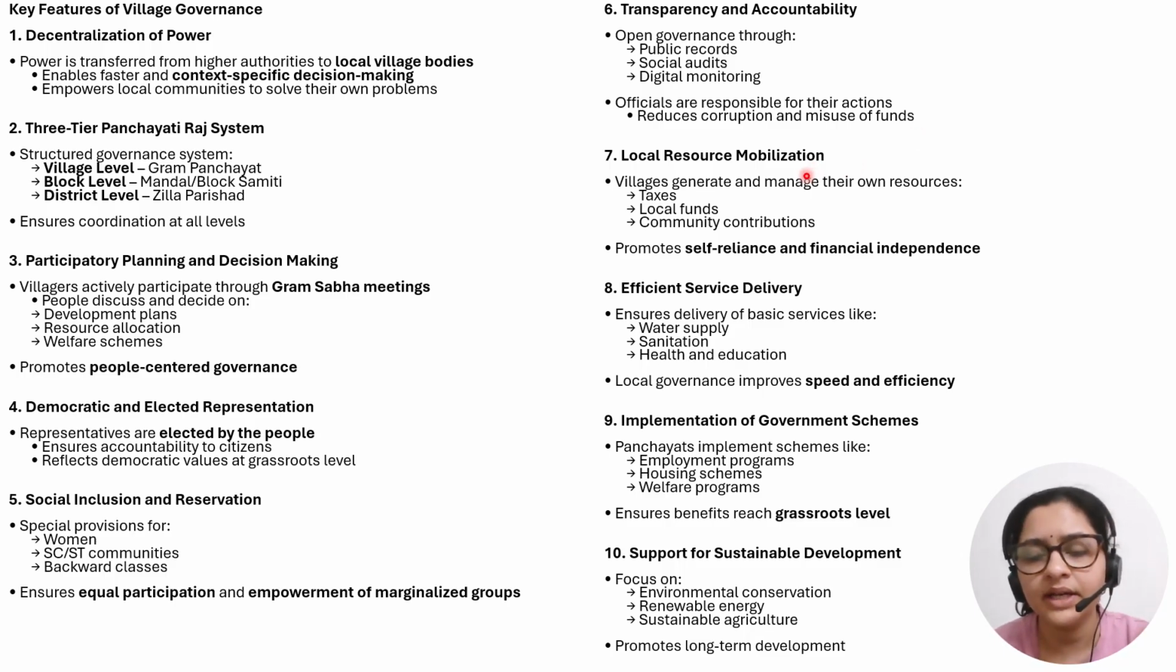Seventh one is local resource mobilization. So what is this? Villages generate and manage their own resources, like taxes, local funds, community contribution. So this will help in self-reliance and financial independence. Next one, efficient service delivery. This ensures that delivery of services like water supply, sanitation, health, education are efficient and on time. Hence it will improve the speed and efficiency.